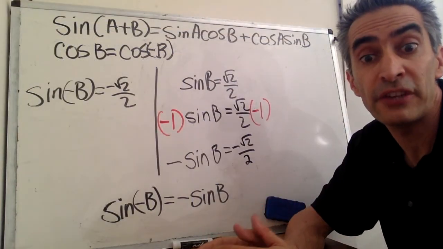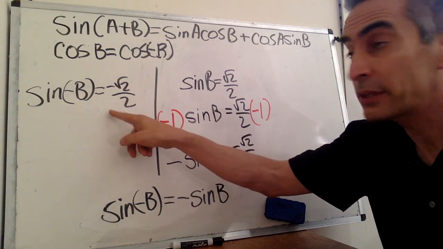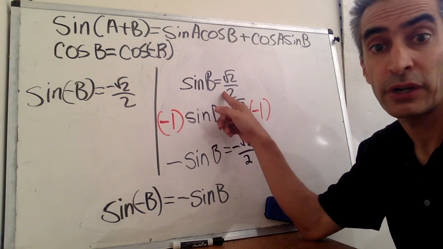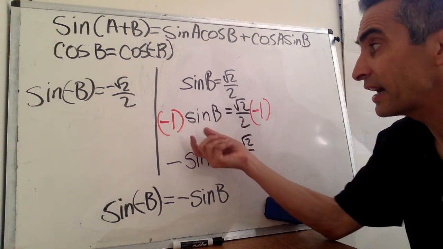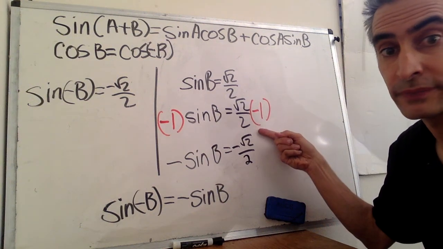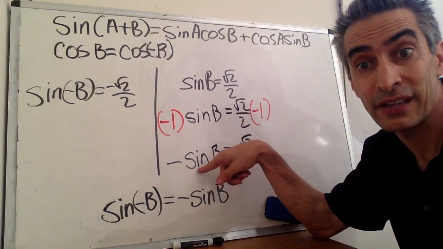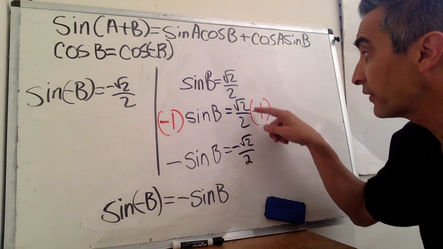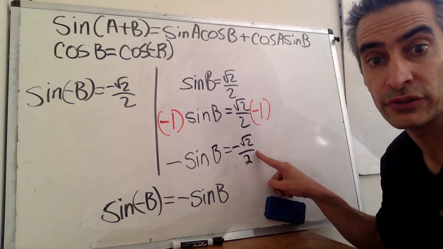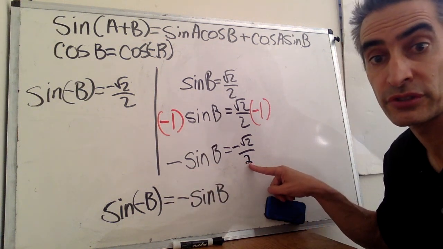So I've taken the information that we found earlier, and I've got it listed right here. Sine of negative b equals a negative square root of 2 over 2, and the sine of b equals the square root of 2 over 2. And on this side, I took this equation here and multiplied each side by negative 1. And then, of course, when you get negative 1 times sine of b, you get the negative sine of b. And then you have square root of 2 over 2 times negative 1 on this side, and you get negative square root of 2 over 2. So we end up with negative sine of b equals negative square root of 2 over 2.